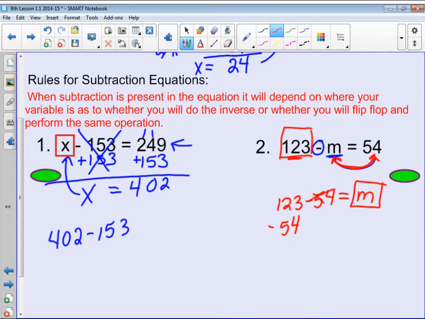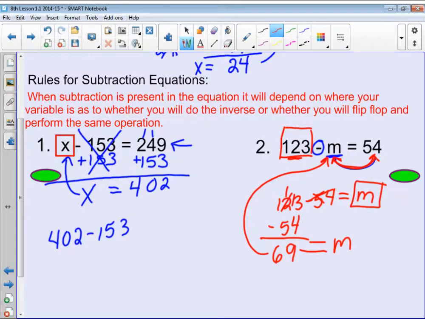Okay, I'm going to do this longhand. You can use your calculator if you want. Let's see, 3 minus 4 I can't do, so I'll go ahead and borrow. So 13 minus 4 gives me 9, and 11 minus 5 gives me 69. So I just found out that m equals 69.